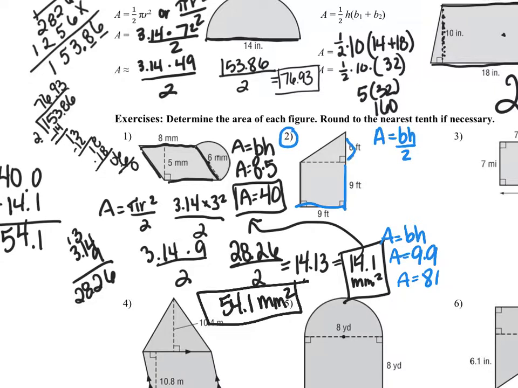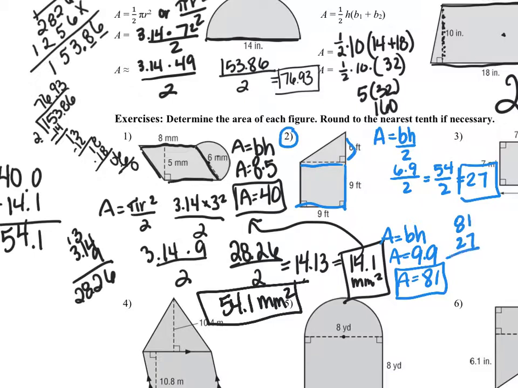Okay. And then now I'm going to come up here and do my triangle. So my base is 6. My height is 9 divided by 2. What's 6 times 9? 54 divided by 2, which is 27. Okay, so 27 plus 81 is 108 feet squared. Why? Because it's area.